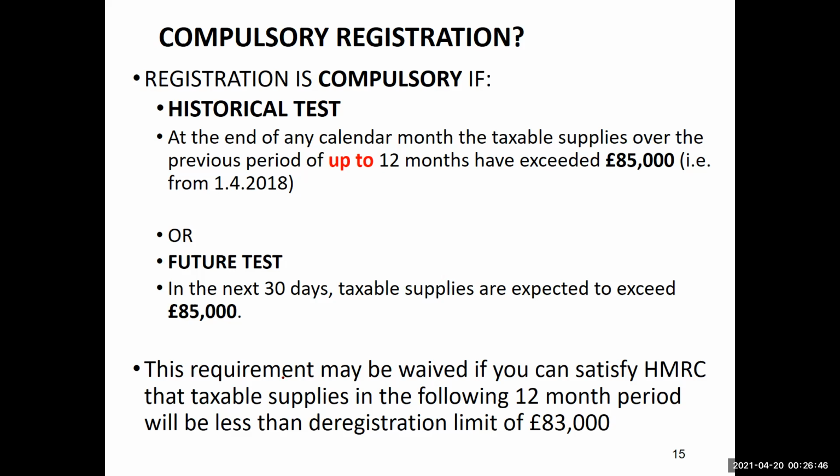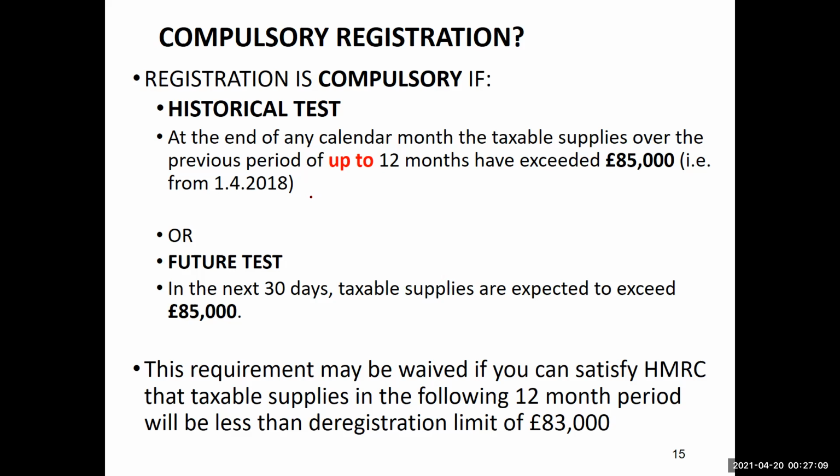In the future test also, if we are able to anticipate that in the next 30 days our taxable supplies will exceed 85,000, then it is compulsory for us to register. Now, over here for historical, we'll come back to it again, but let me just walk in here so that when we get there, it will be much quicker for us.